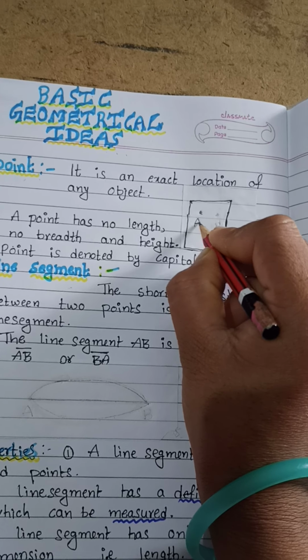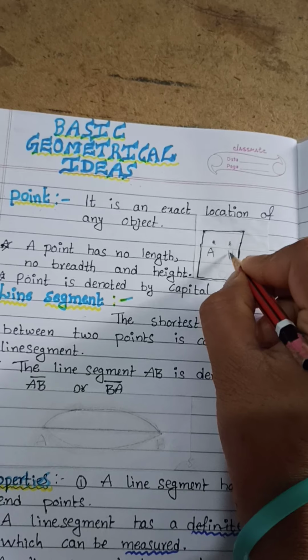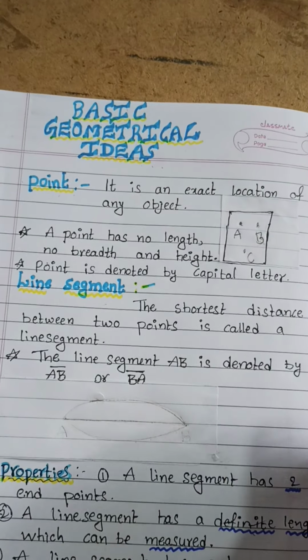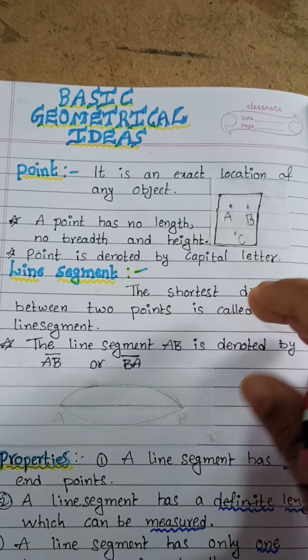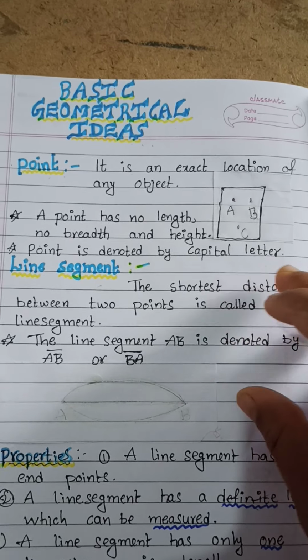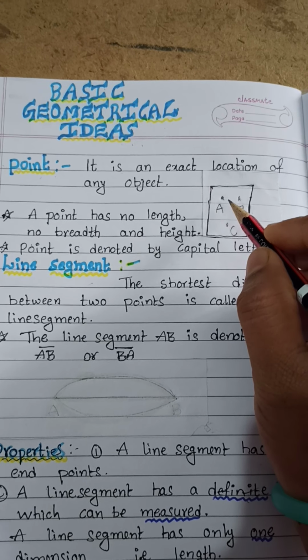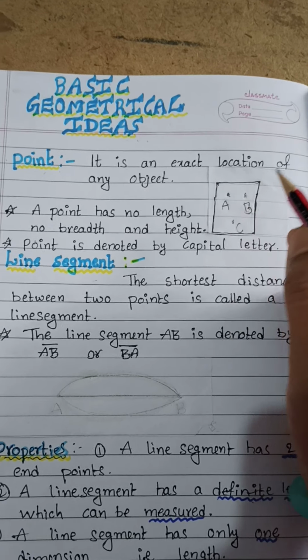Point is denoted by capital letters. Point A, point B, point C, like this. A point has no dimensions. Dimensions means length, breadth, height. Actually here a point has no dimensions, means it has no length, no breadth, no thickness.